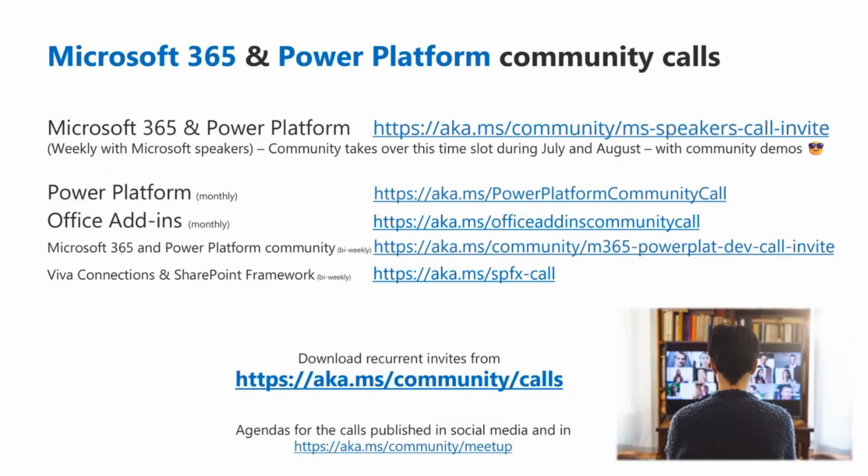Our Microsoft 365 and Power Platform community calls happen regularly. Weekly, we have the Microsoft 365 and Power Platform community call, which is the call that you're on today. And on a monthly basis, we have our Power Platform community call, our Office add-in monthly call, and then every other Thursday, we switch between the Microsoft 365 and Power Platform community biweekly and the Viva Connections and SharePoint Framework biweekly. You can get to all the calls by going to aka.ms/community/calls, and we publish all the agendas on our community meetup.